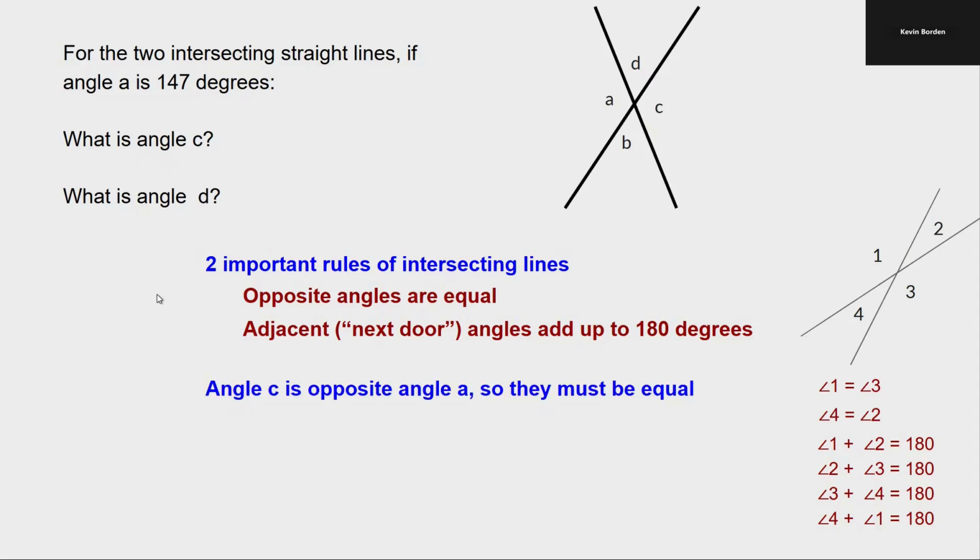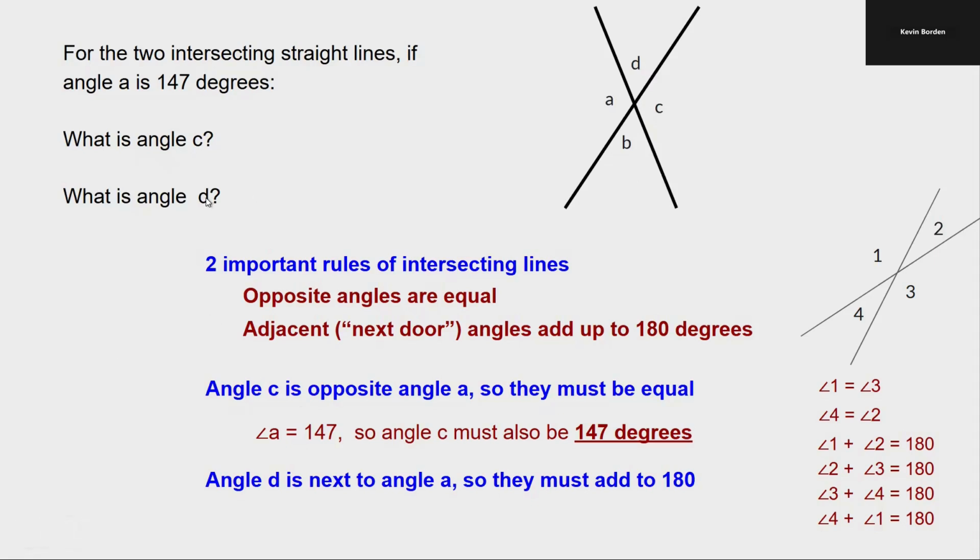Our problem is asking first for angle C, and we note that angle C is opposite angle A, so those two must be equal. Angle A is 147 degrees, so angle C must also be 147 degrees. Let's move on to angle D. Angle D has a different relationship with our angle A. It is next door to angle A. That means they must add up to 180.